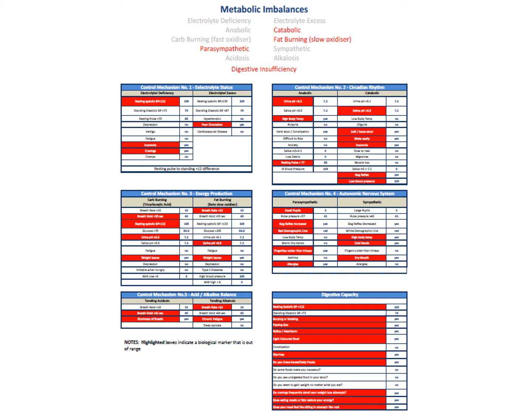Look, a breath rate of 10, it doesn't matter what else comes up. If you're breathing a low breath rate, your body isn't oxygenating as much as it should be, and it's just a no-brainer. Okay, so digestive insufficiency sits above everything, of course.